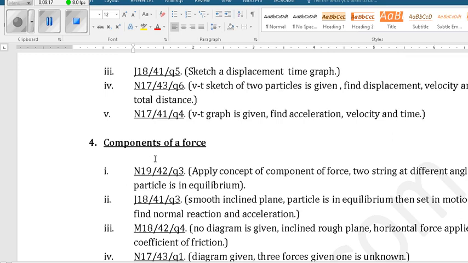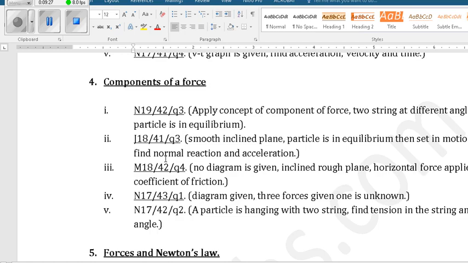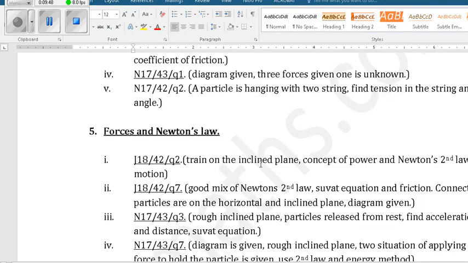Then component of forces, where we resolve it into horizontally, vertically, or parallel and perpendicular to the plane. So you can see here, you can make a note of it. You see, the particle is hanging with 2 strings. Rough plane, so friction will be involved in it. So you see, there's not a question which is based singly on one concept. It's a mix of concepts. So it's a good thing. How is one concept applied in the other? Forces and Newton's law.